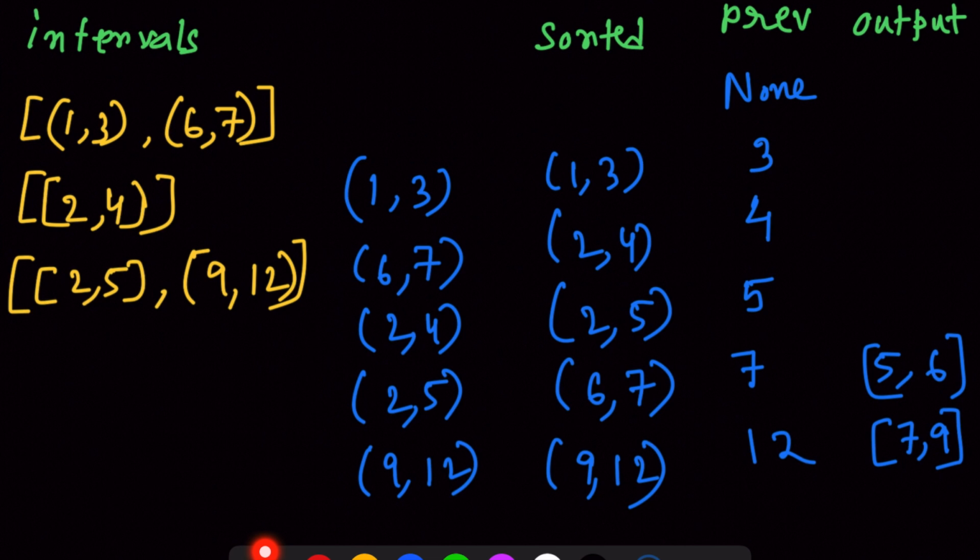So what is the complexity of this solution? If there are n intervals in total, sorting will be n log n. Then we are just going through the intervals, that is order of n. So the total complexity will be order of n log n.